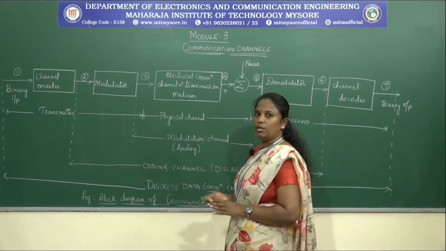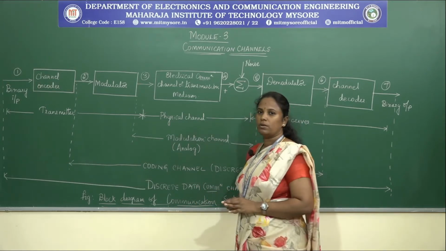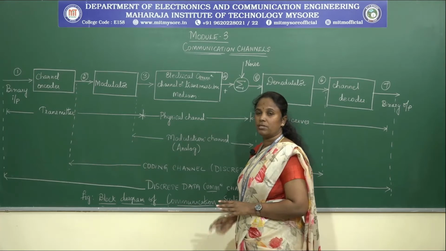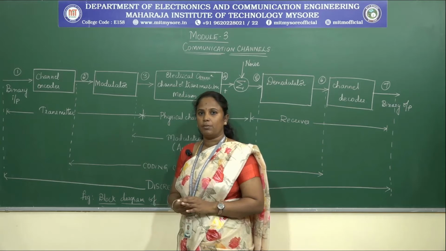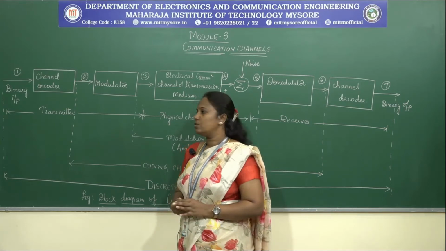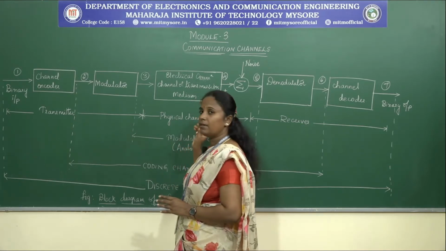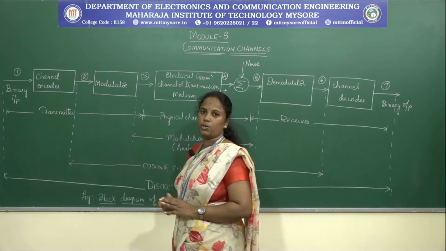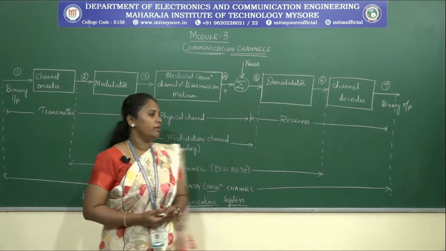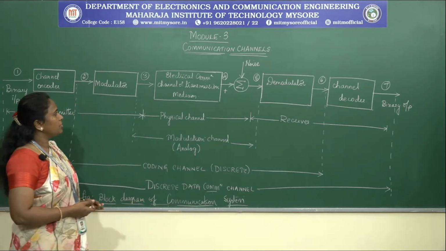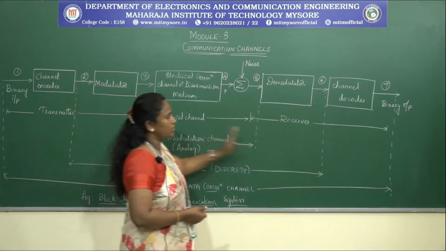So now, in order to know about your channel, first let us look at the block diagram of a communication system. As we already discussed in module 1, the digital communication system block diagram, here also we will be discussing the same thing, but here we are giving much more importance to your channel. As you can see here, I have represented the communication system with a transmitter, a physical channel, as well as a receiver.